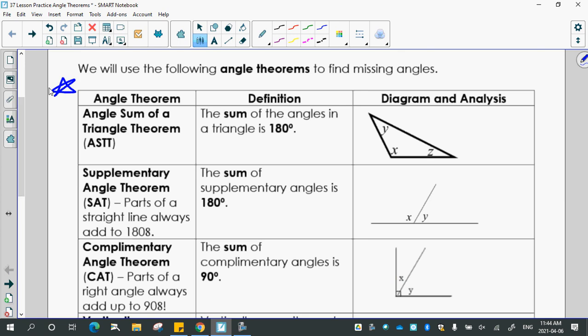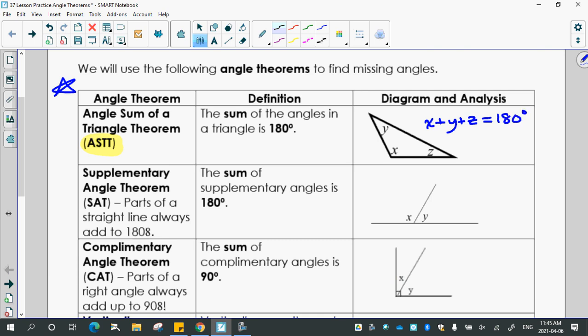So the angle sum of a triangle theorem, which the short form is, so instead of writing out this definition, the sum of the angles in a triangle is 180 degrees, you could just write ASTT, which stands for angle sum triangle theorem. Okay? And all it means is that the three angles in a triangle add up to 180. Okay, so if you needed to make an equation, three angles in any triangle always add up to 180.